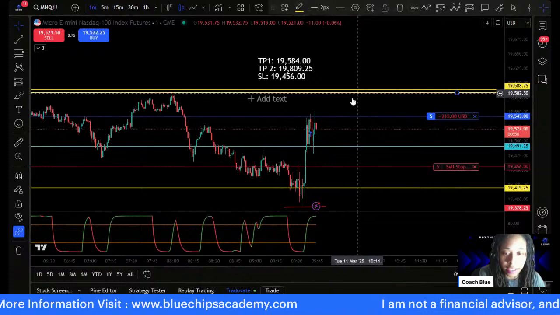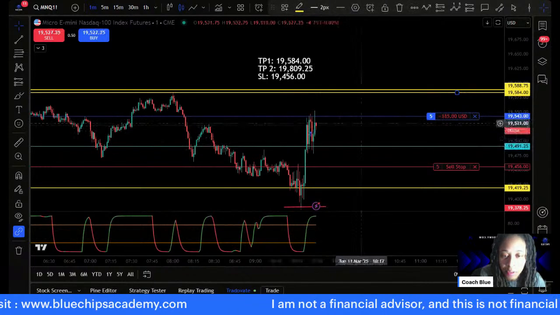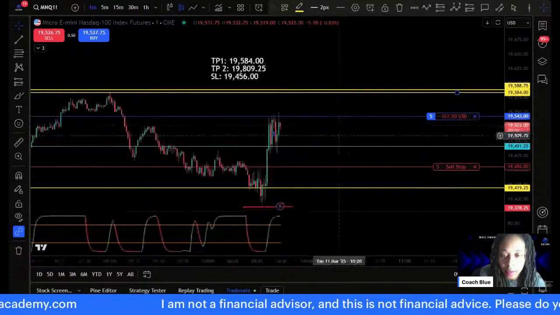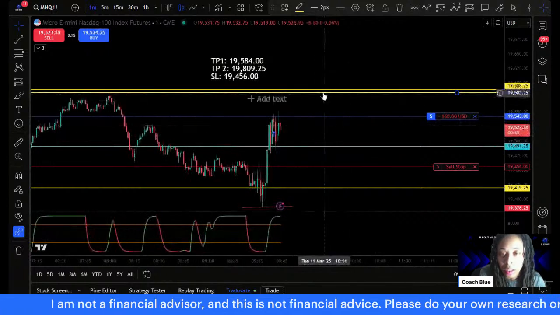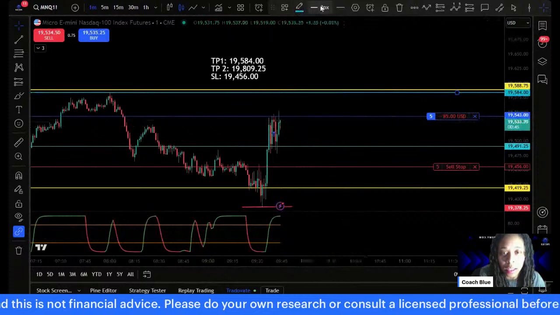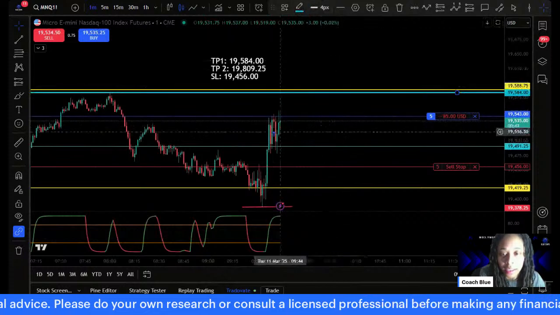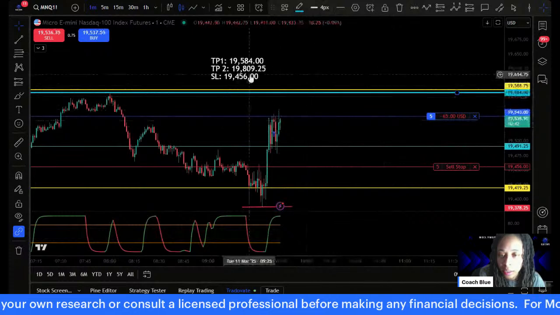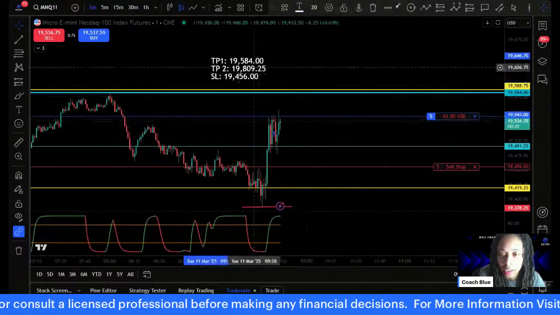That wick right there tells me that we might be struggling at this level right here. Let's see if we can push through. All right, so let me go here. We got here. I'm going to make that solid right there so we can know that that's TP. All right, so I'm going to go ahead and take this off now.